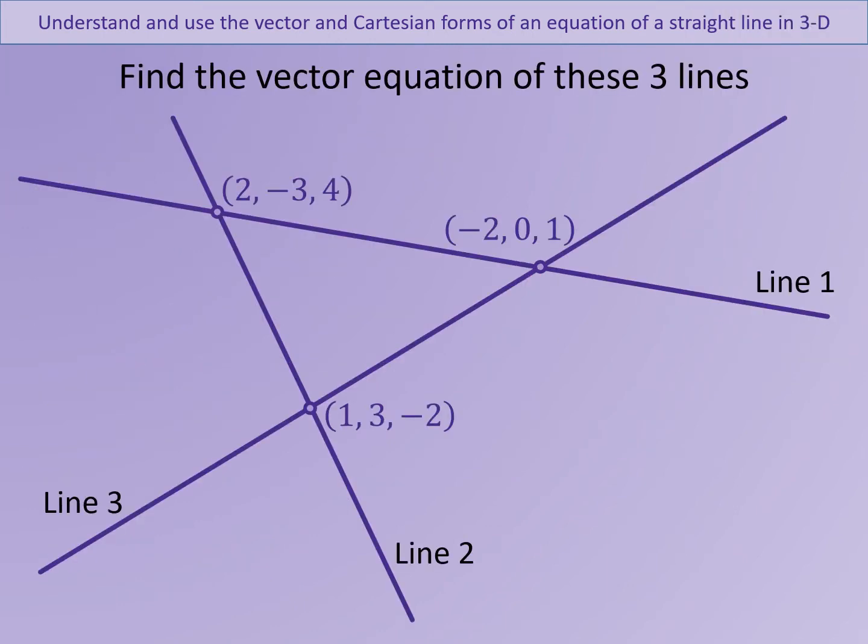Pause the slide now and find the vector equation of each of these 3 lines. In each case, you have 2 points that lie on the line, so you'll be able to use the same method as in the previous example.